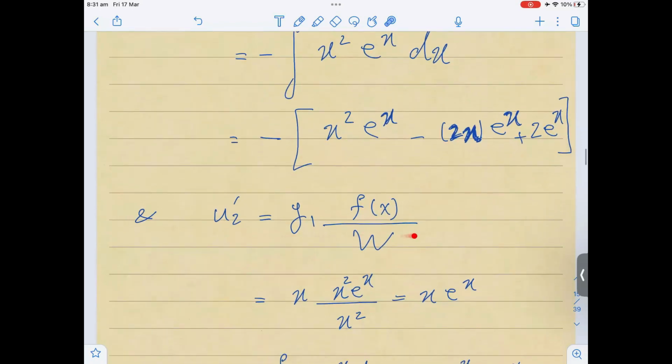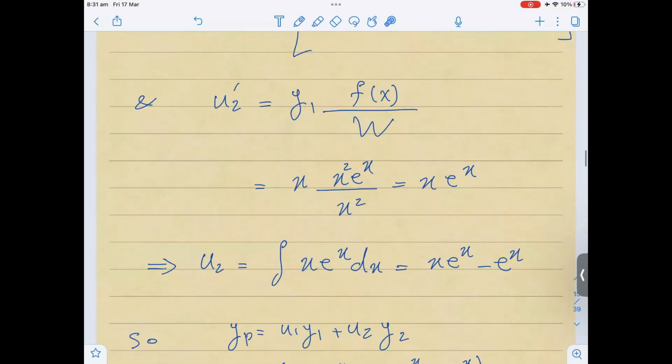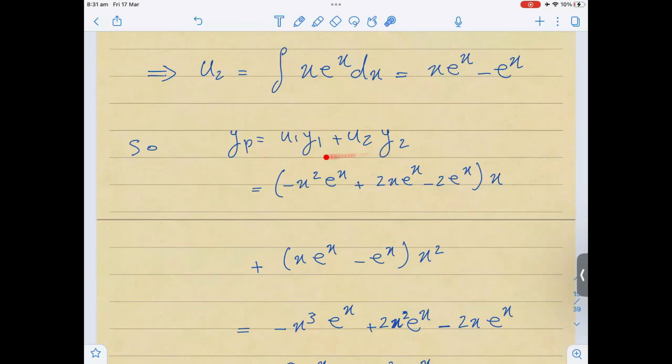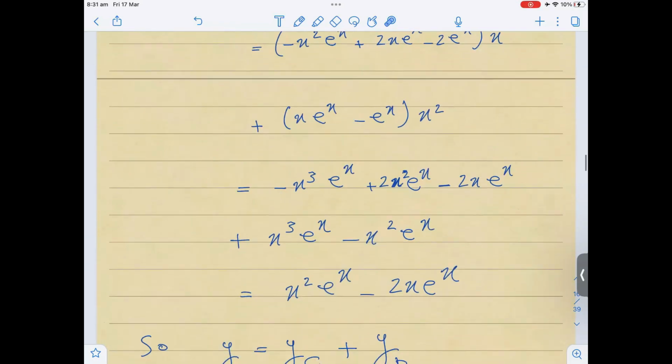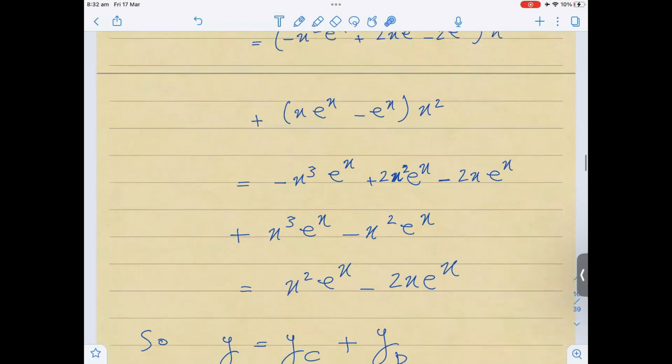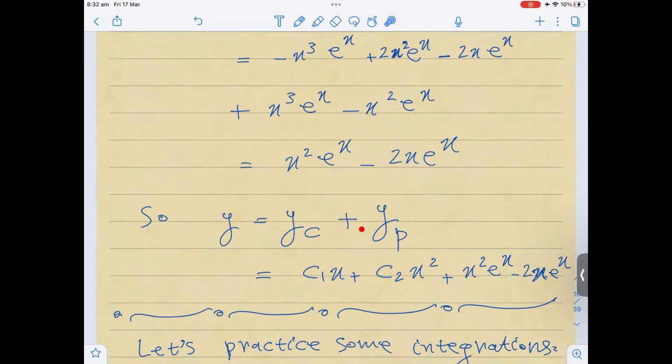So u2 prime is this one. Again, I will have this one, and u2 will be x times e to the x minus e to the x. So yp is this guy. Don't leave it like this; you've got the chance of simplification. So finally yp will be this one. So y is yc plus yp. yc was this, and yp is this.